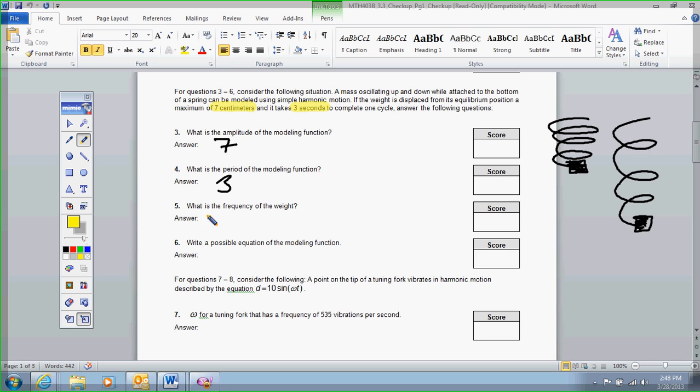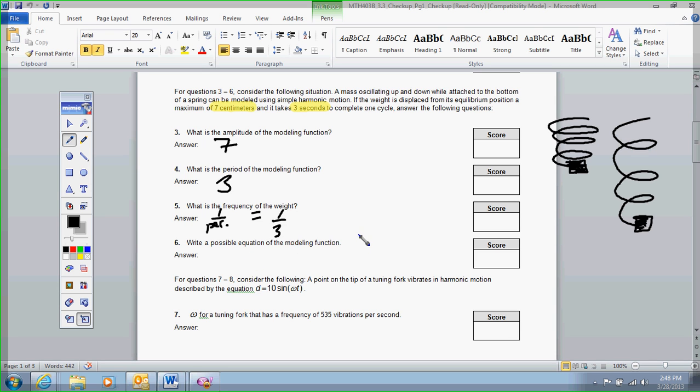Number 5 says, what's the frequency? Well, by definition of frequency, according to our curriculum, the frequency is equal to 1 over the period. And so that is going to be 1/3. So the frequency is going to be 1/3. Number 6 says, write a possible equation of modeling this.